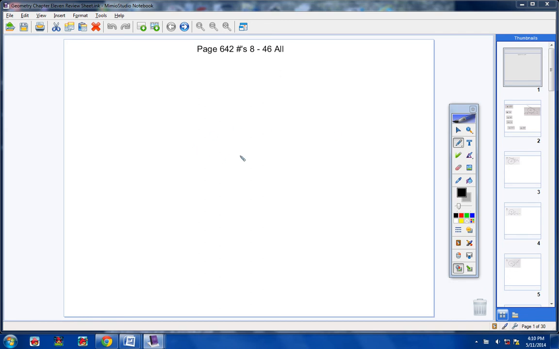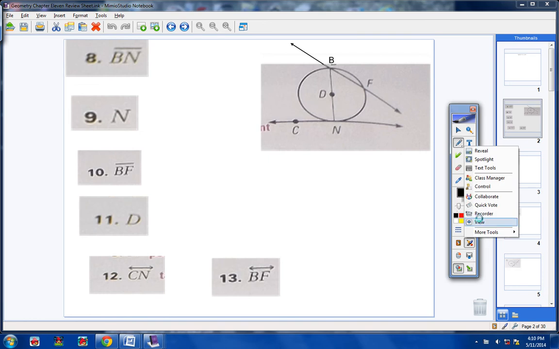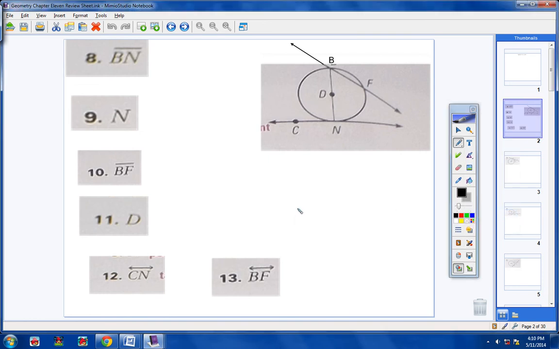Let's go ahead and get started with numbers 8 through 13. The directions for 8 through 13 say, tell whether the point, line, or segment is a chord, secant, tangent, diameter, radius, center, or point of tangency. Number 8 is segment BN. Here's the end point, here's the end point, here's the segment. Hopefully you recognize that as a diameter. So number 8 would be a diameter.